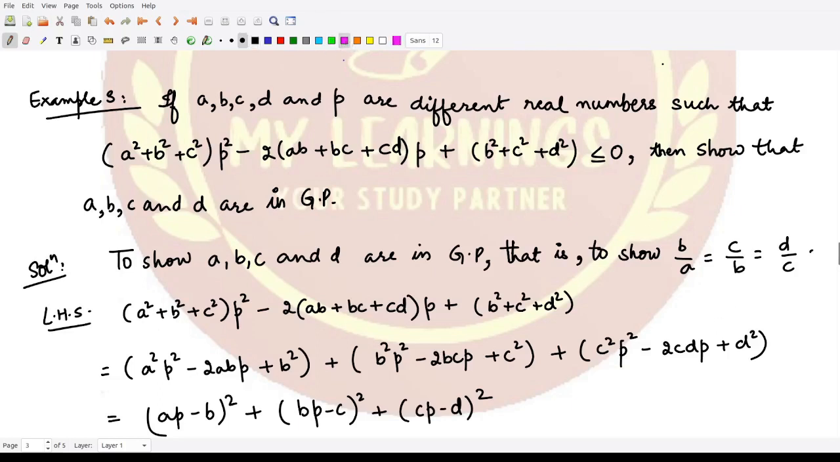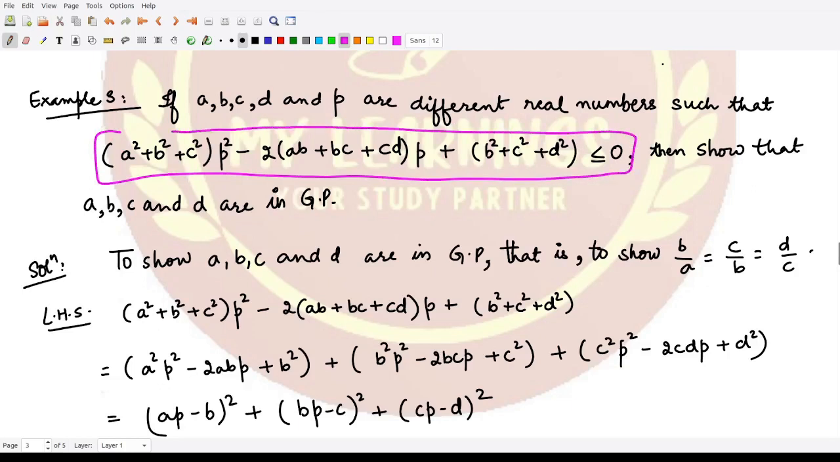In this example, they are saying that if these numbers A, B, C, D and P are given to be different real numbers, and we are given this particular expression, and this expression is either less than 0 or equal to 0, then we have to show that the numbers A, B, C and D are in GP.